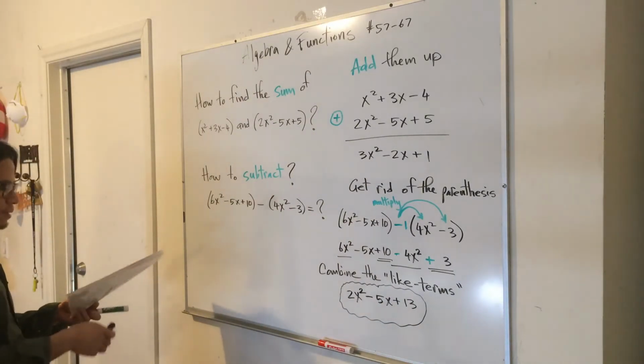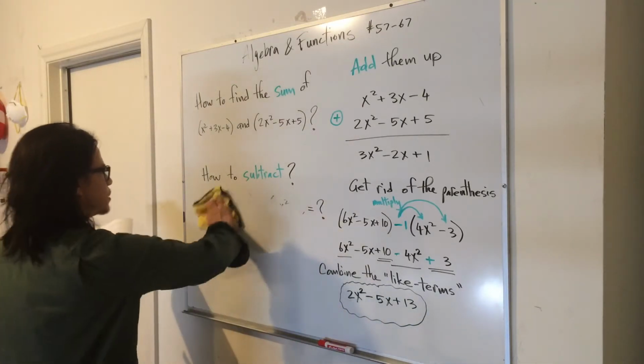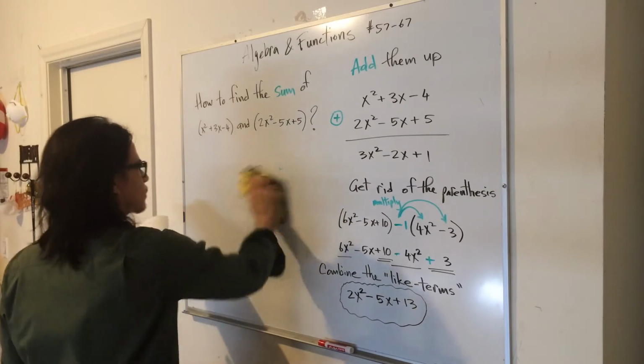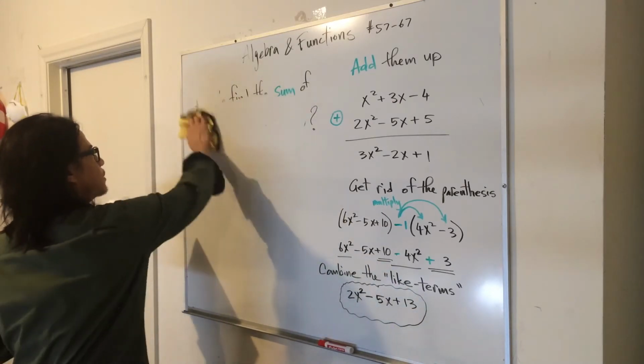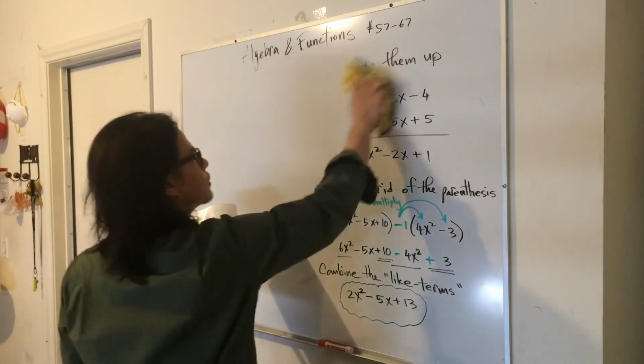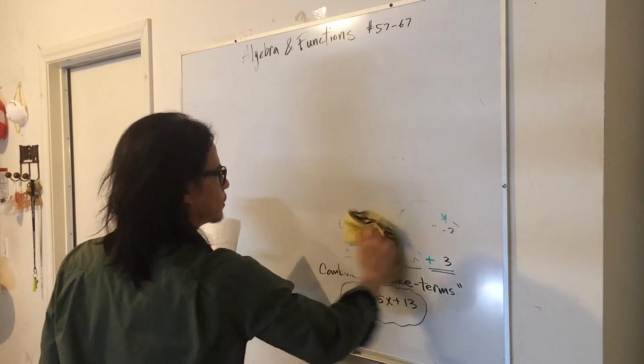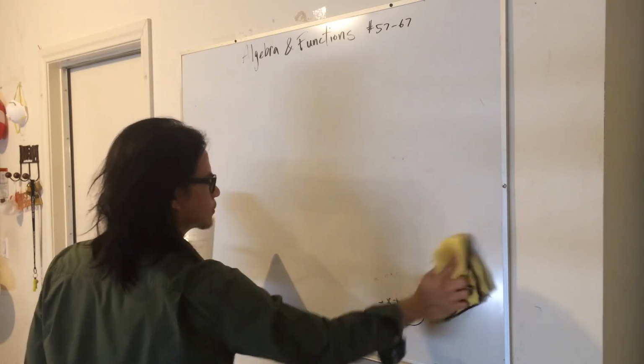Okay. Let's look at one more example where we're subtracting polynomials. This board is getting more difficult to erase here. Probably need some water later. Okay.